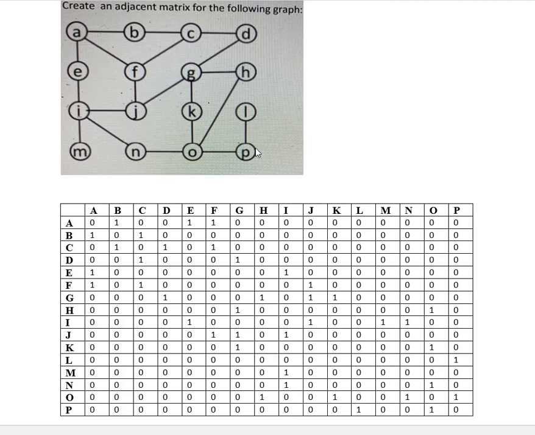L has one node and that is at P. So everything is zero until we reach P. Same thing across until we reach P.